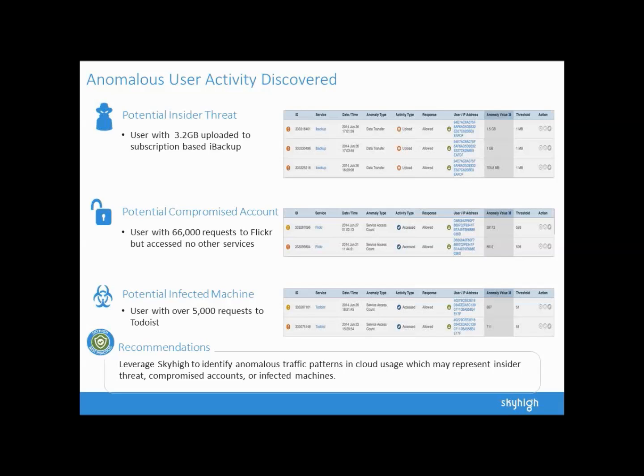If you've got a backup service within your organization, why are users signing up for something else? Why has a user made 66,000 requests to Flickr but not accessed any other service? Does this indicate that their device has been compromised, that maybe there's a virus on there that is looking at data within the organization and encrypting it within a Flickr picture and then uploading it to the cloud? So these examples can show you whether a user is doing something strange.